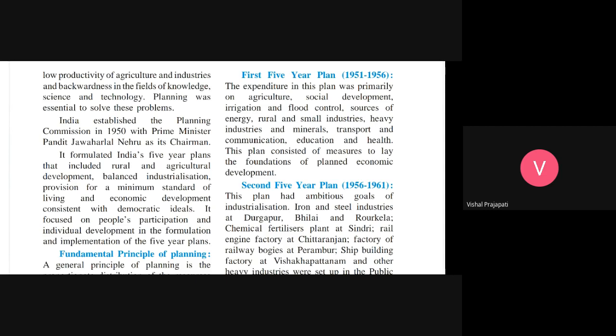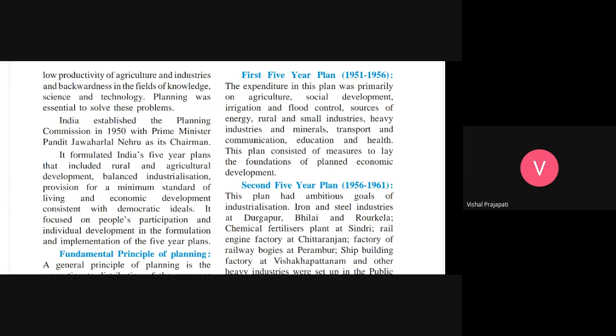So India established the Planning Commission in the 1950s with Prime Minister Pandit Jawaharlal Nehru as its chairman. We have just seen that to solve these problems, planning was very important. And who can plan for India? There must be some expert people who can think for our people, our country, and plan for the development.